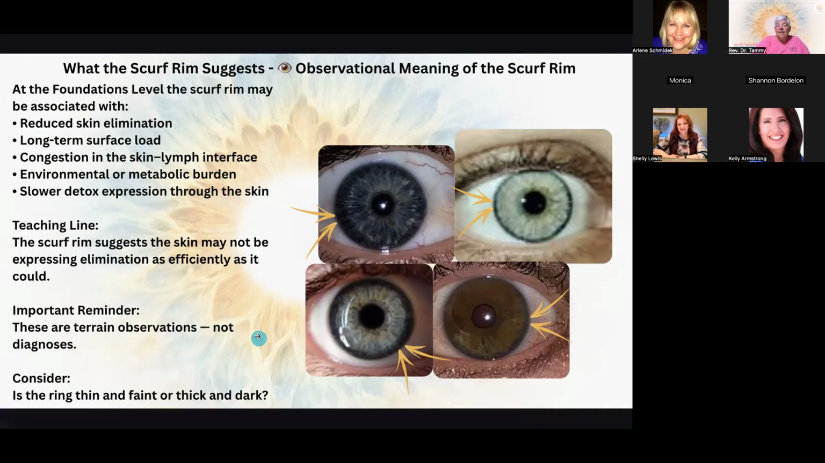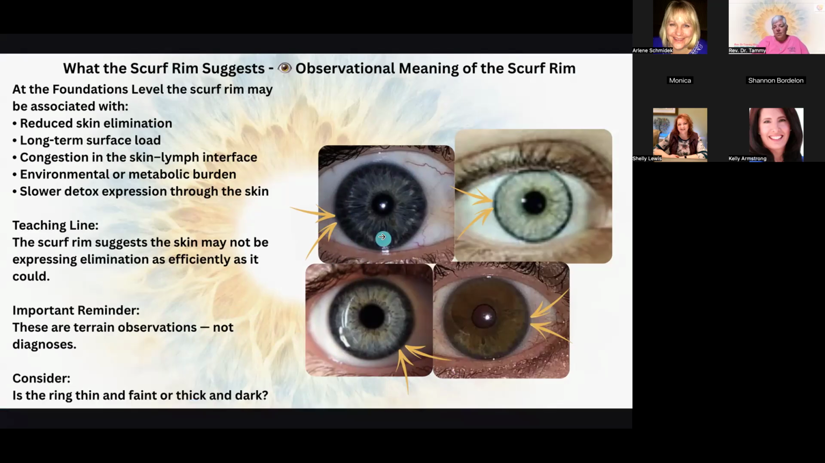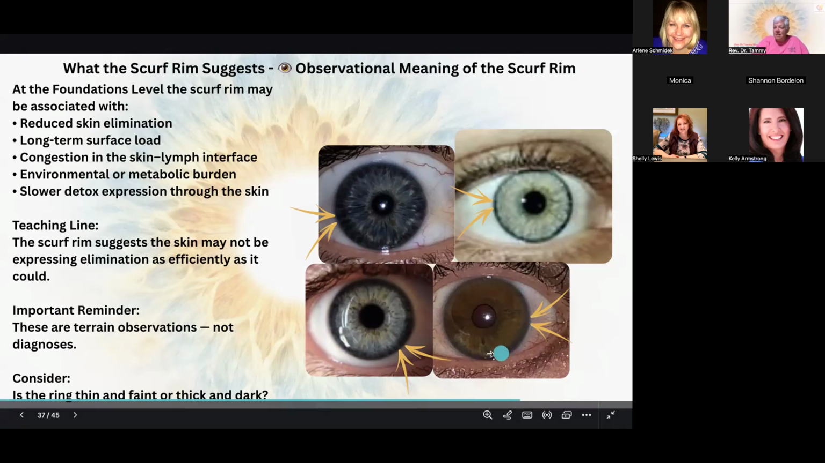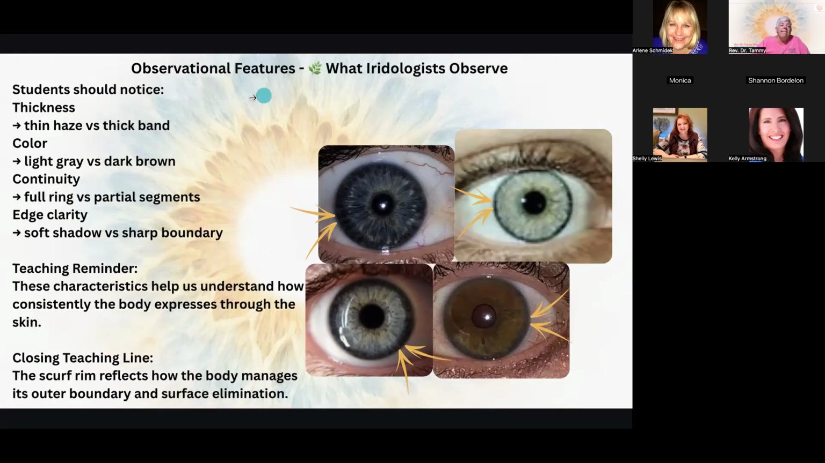So is the ring thin, faint, or thick and dark? If it's thick and dark, they are having the most difficult time. If it's kind of thin, a little bit of skin brushing, some lymphatic pounding on the outer to get the lymph going, maybe even some sauna work. If they sweat. If they don't sweat, you don't throw them in a sauna because now you're just going to back things up.